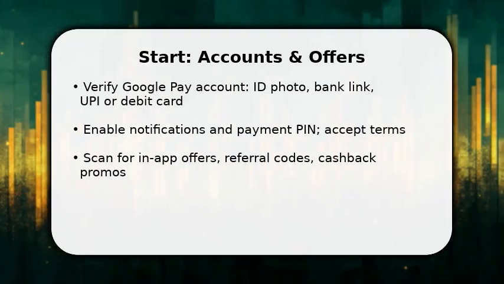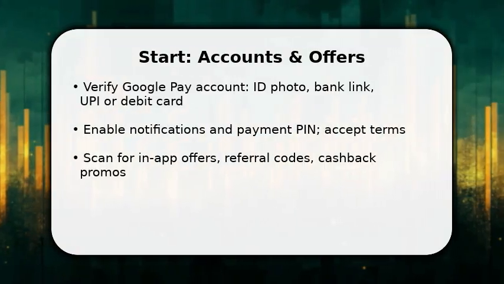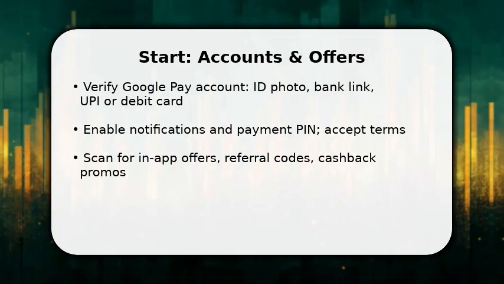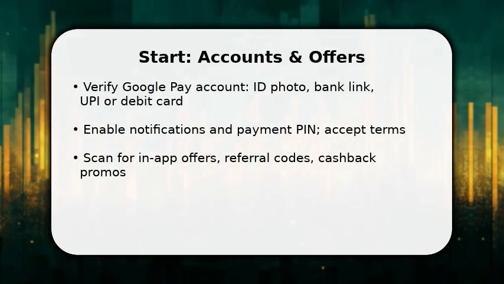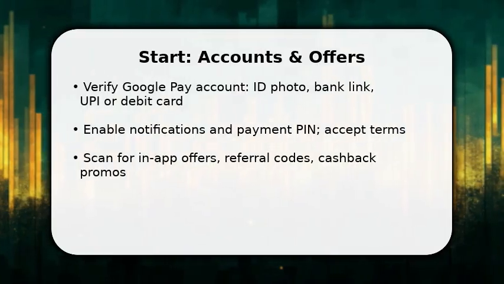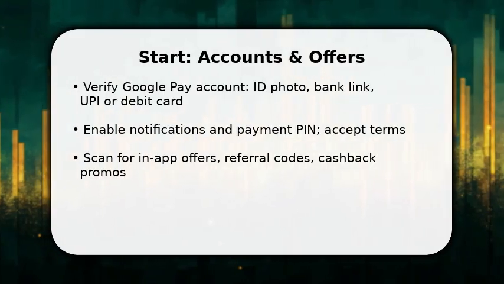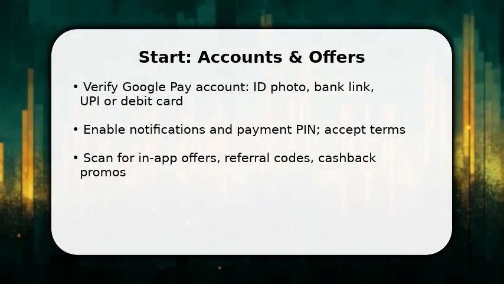You start by confirming your Google Pay identity and linking a primary bank or card. This unlocks payouts and limits. Once done, enable notifications and set a strong payment PIN so you control approvals. Check the app's offers and rewards area, then claim active cashback and referral codes immediately because many expire fast.